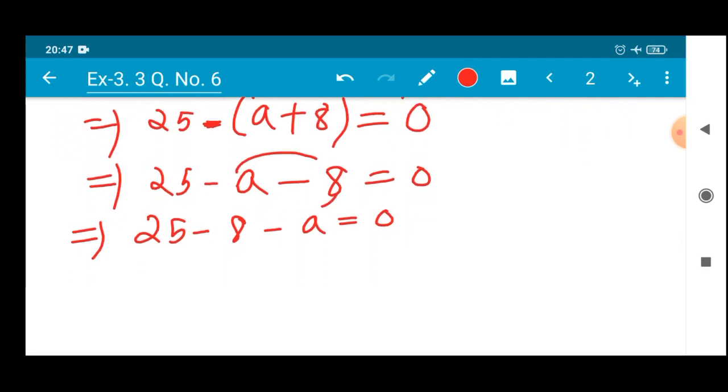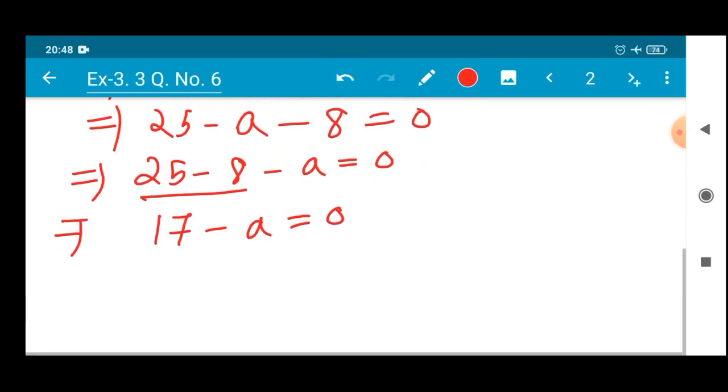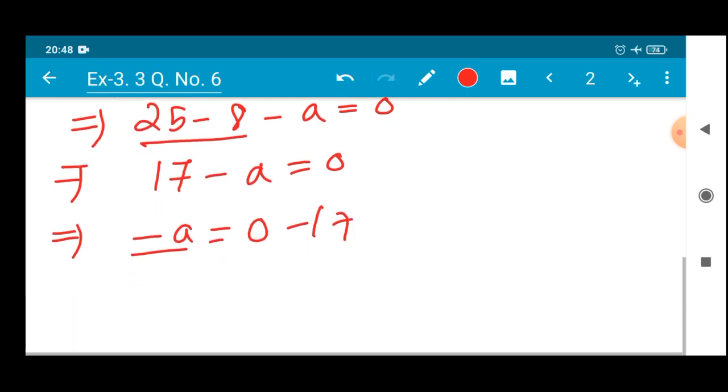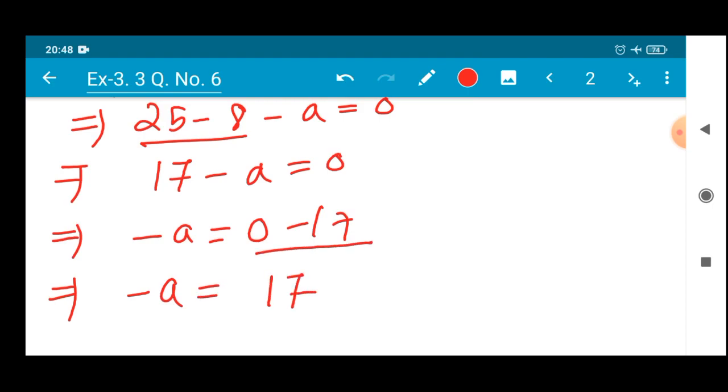I have brought this a to this side and 8 to this side. Next, 25 minus 8 is 17. Yes, 25 minus 8 is 17. Now what is left? Minus a is left, is equal to 0. Now we have to find the value of a, so we transfer the 17 to the other side, is equal to 0 minus 17. Now you will be asking, how is this minus a? Because a is carrying a negative sign in front of it, so a will be carrying that. Next, minus a is equal to 0 minus 17, which is negative 17.